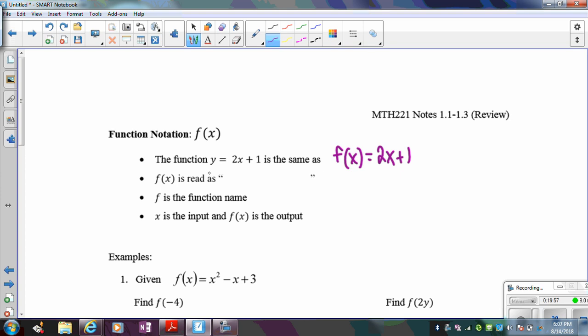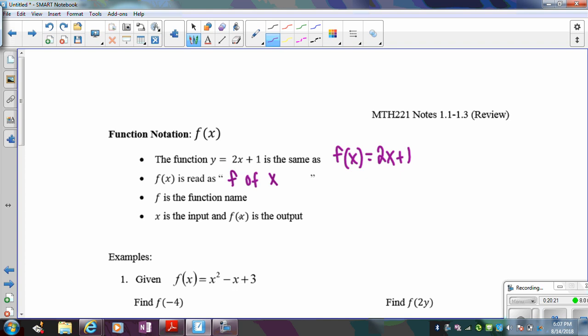But the equation of a line, since a line will always pass the vertical line test, is a function, so you can use f of x instead of y. They're basically interchangeable, but f of x only works when you're dealing with a function. So f of x is read as f of x. It's not read as f times x. It does not mean multiplication. F is the name of the function.